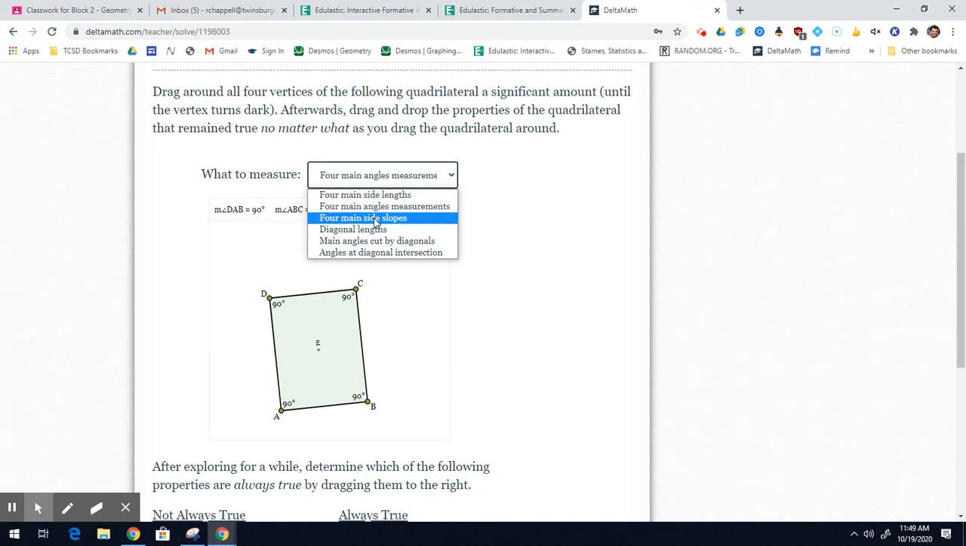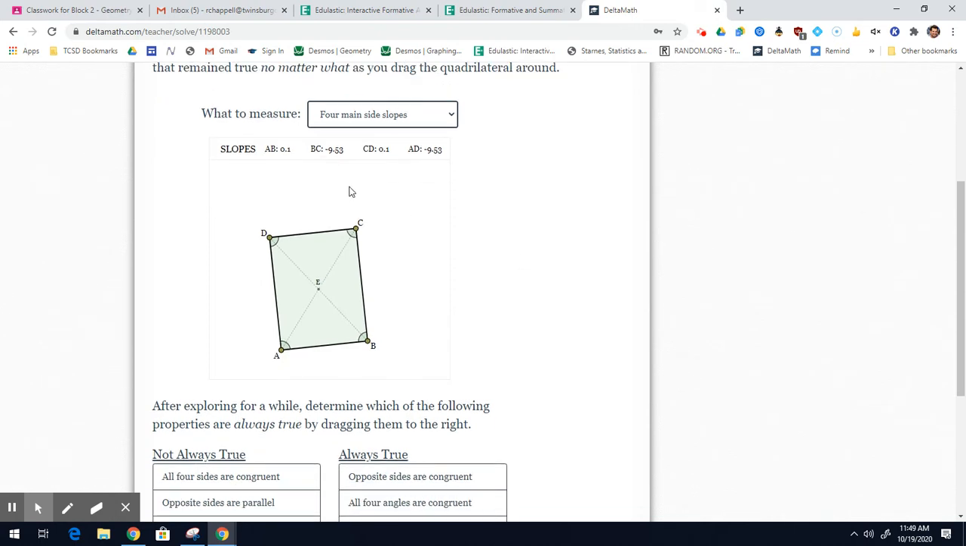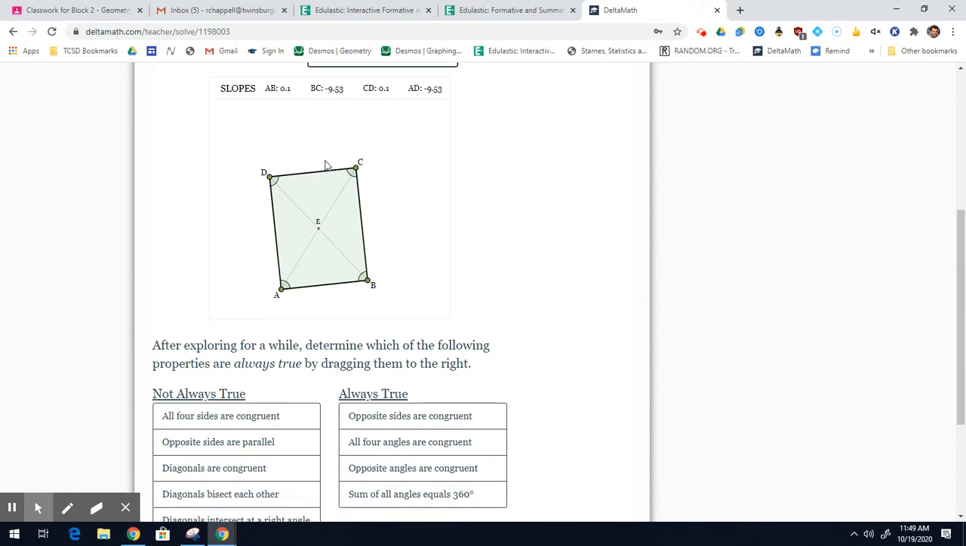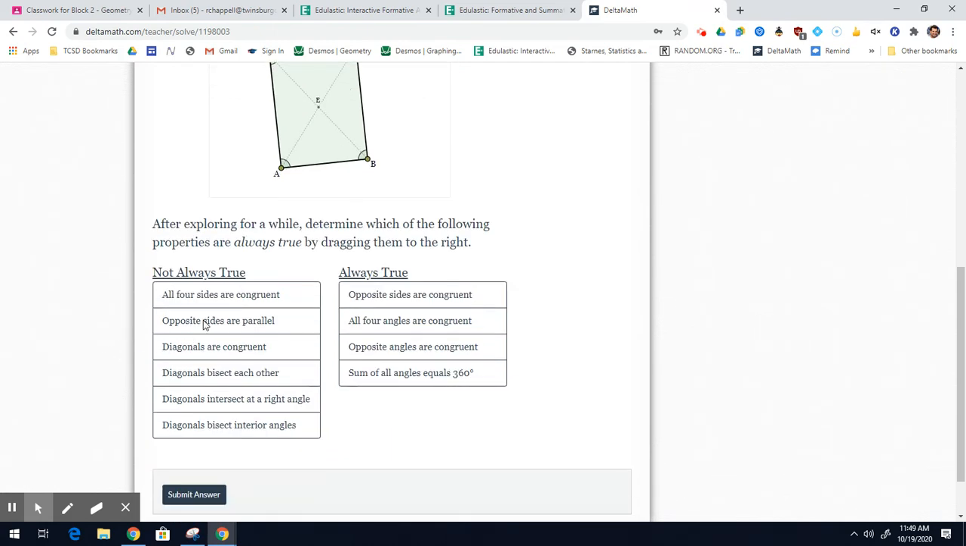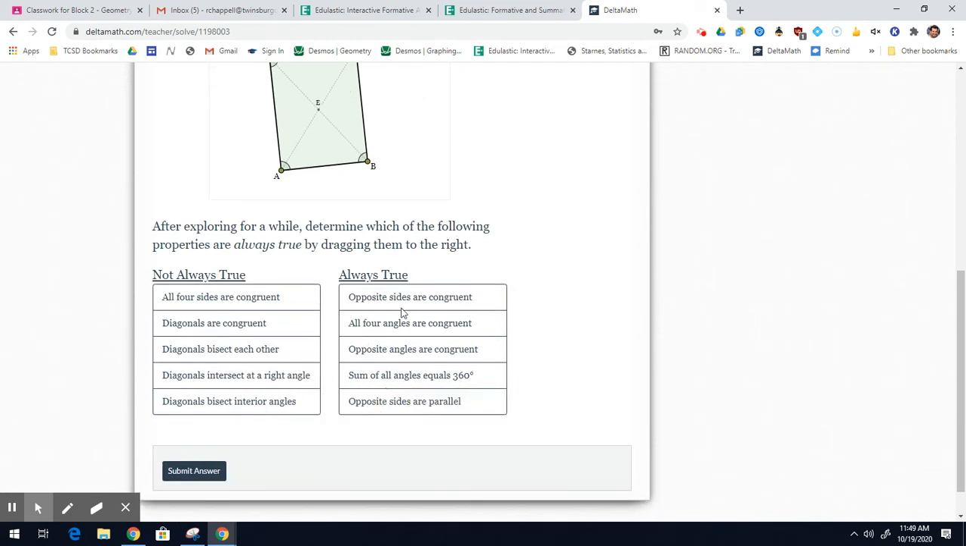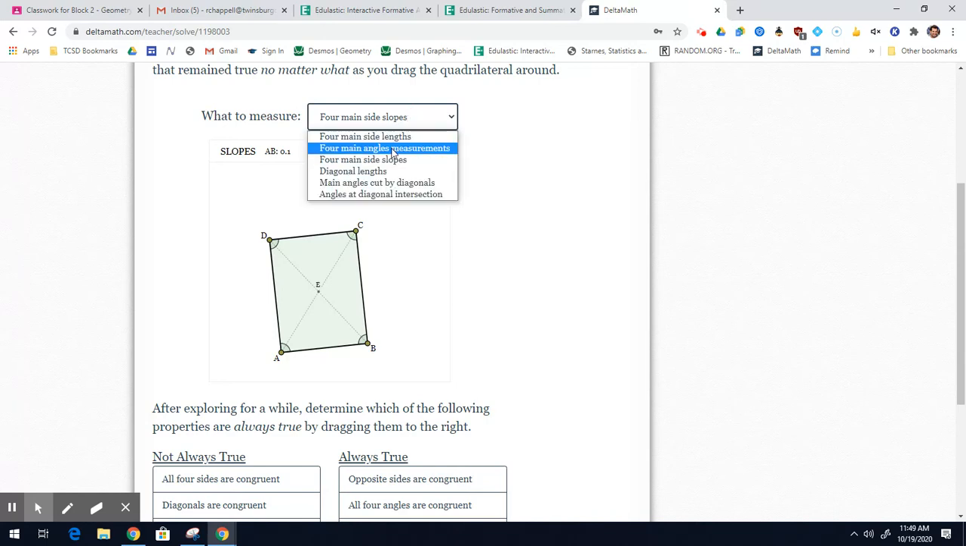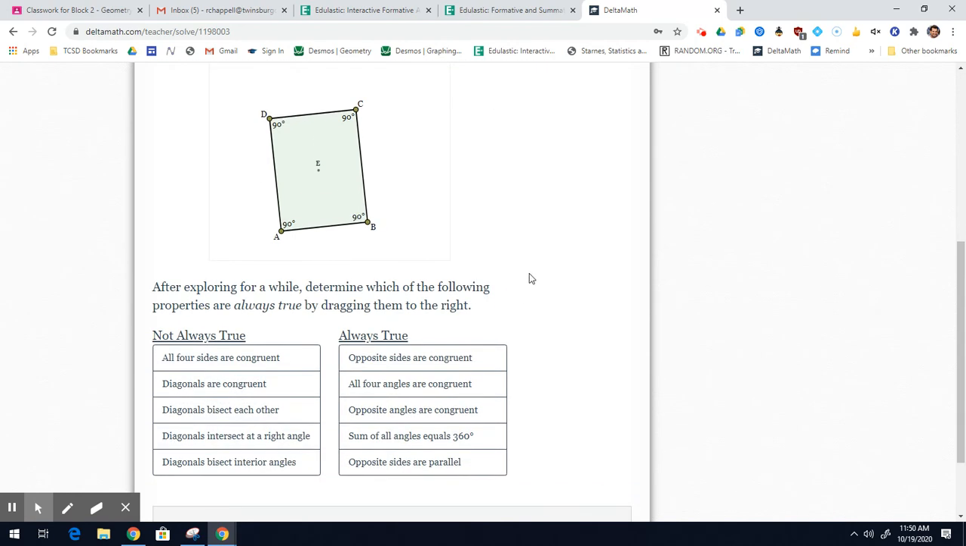4 main side slopes. Okay, so why would I use this? Well, we should know that slopes of parallel sides are congruent, right? So AB and CD have the same slope. So do BC and AD. I know they're decimals, but it's not a big deal. Those are not measurements, those are slopes, right? So the opposite sides are parallel. I could have also used this right here, and I could have said that the consecutive angles are supplementary, which means that the lines are parallel as well.